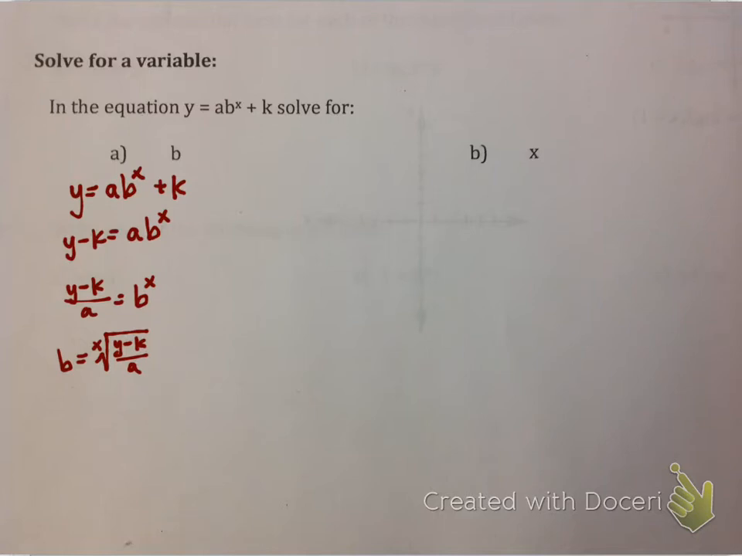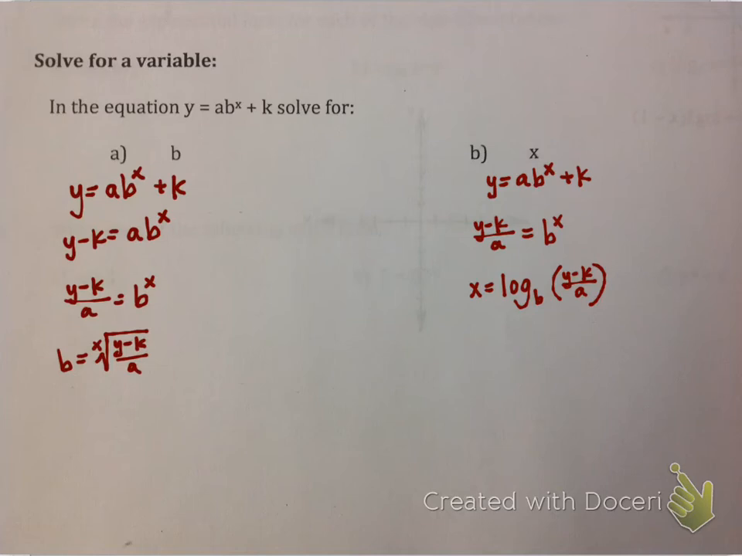Now in part B, it asks us to solve for x, and I'm going to start by doing the same kind of thing. I start with the same equation, and I can get myself to this point where I have b to the x power equals y minus k over a. If you forgot how I did that, look back at part A. And then I want to change this to log form so I can solve it for x. And so my final answer will be x equals log base b of y minus k over a.